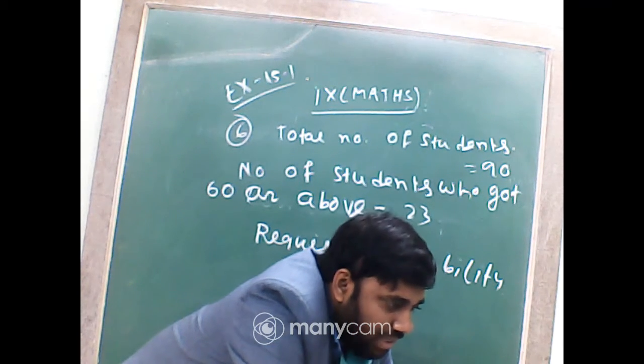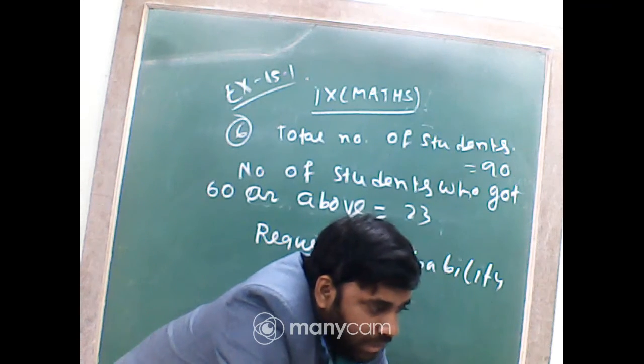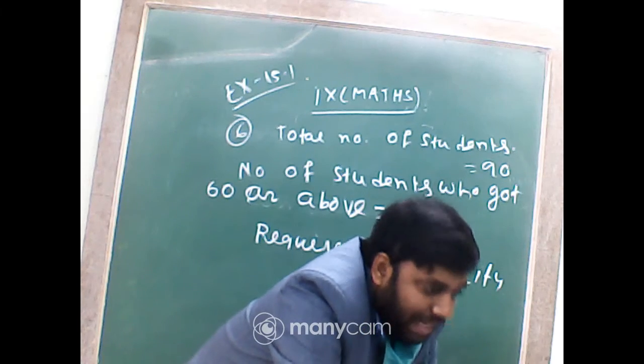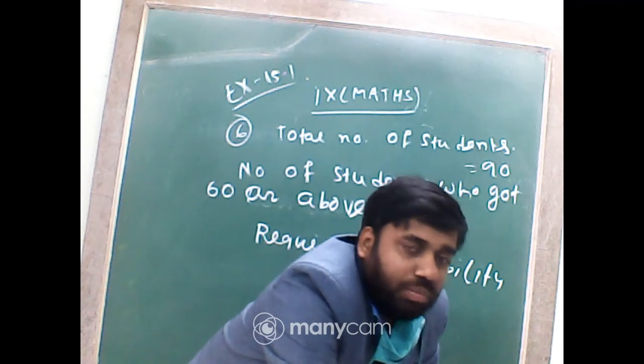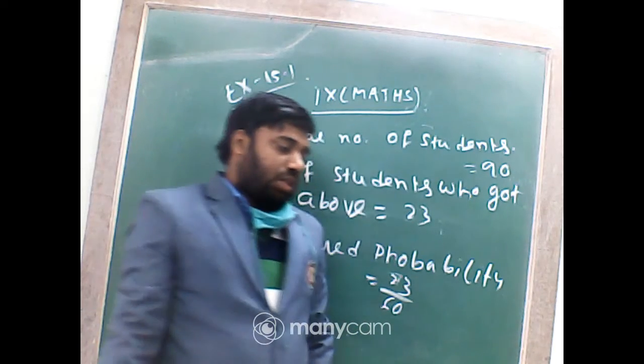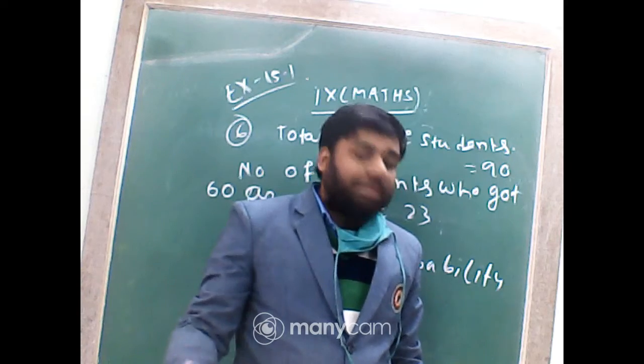Yes, that is also the same answer, 23 by 90, because the 60 to 70 and 70 and above, these two intervals indicate the students who got more than 60. Okay, next question. Find the probability of choosing a student who got more than 50.